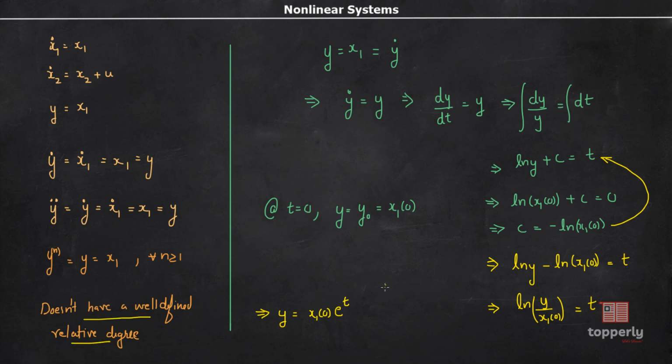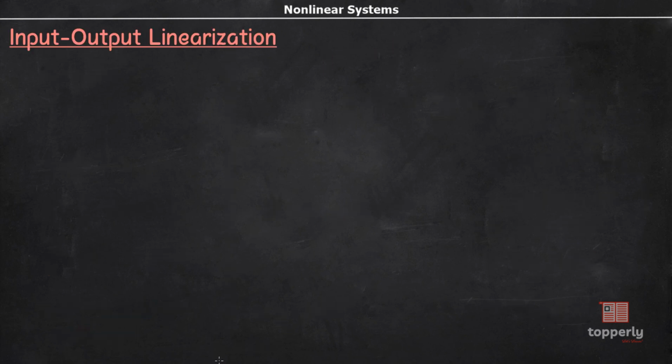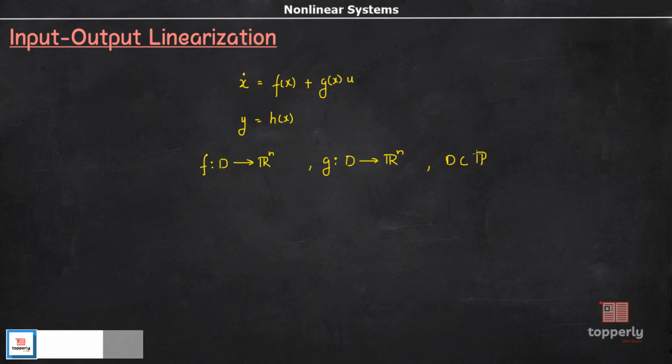Okay, now that you have an idea about Lie derivative and relative degree, let us bring back our focus to the topic of interest, that is input-output linearization. Our system model was x dot equal to f of x plus g of x into u and y equal to h of x, where f maps from D to Rn and g maps from D to Rn, and D is a subset of Rn. Our system is nth order and let k be the relative degree of the system.